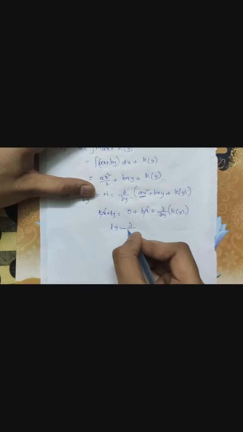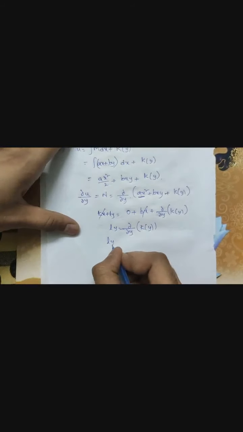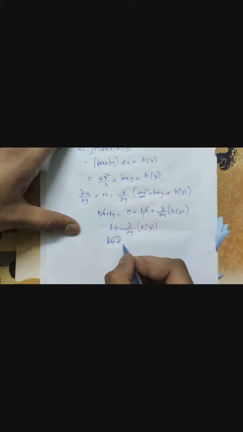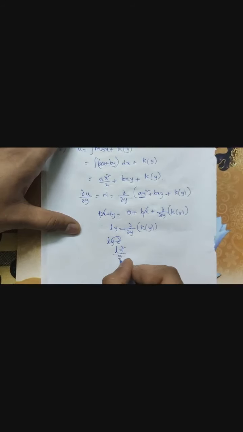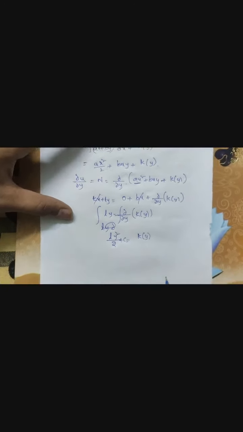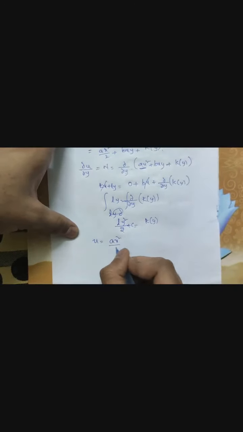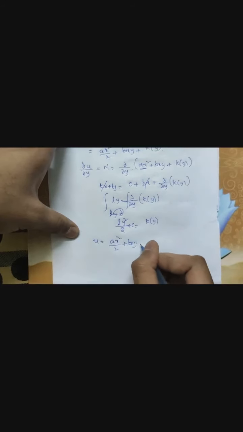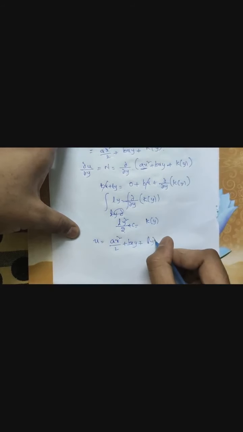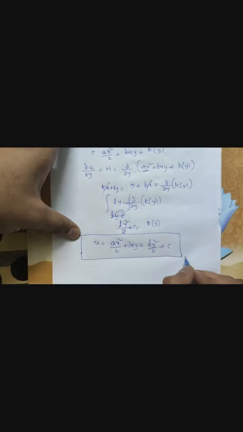So ly is equal to dou by dou y of k of y, that is, dk by dy equals ly, and integrating this we get ly square by 2 is equal to k of y. We take the constant as c. Finally, we got u as ax square by 2 plus bxy plus k of y, which is ly square by 2 plus c. This is the exact ODE we got.